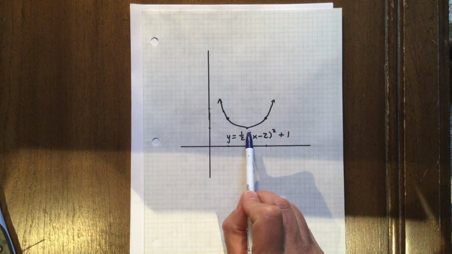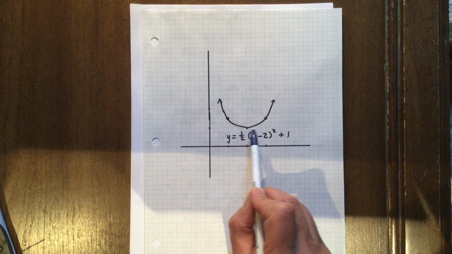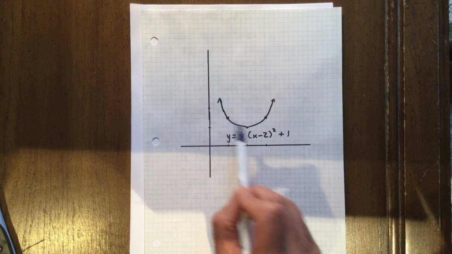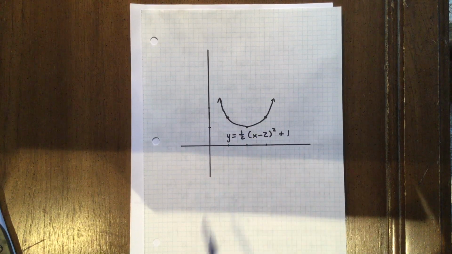So we go here to the point 2, 1. And then from the vertex, if we go one unit to the left and 1 unit to the right, we have to go up 1/2 a unit, because the lead coefficient is positive 1/2.